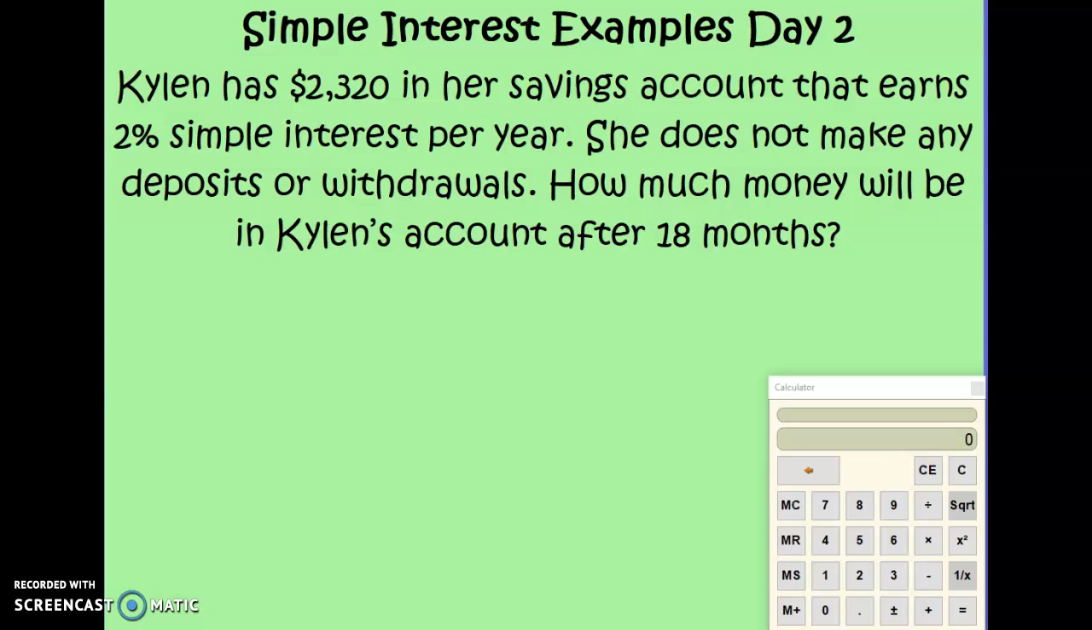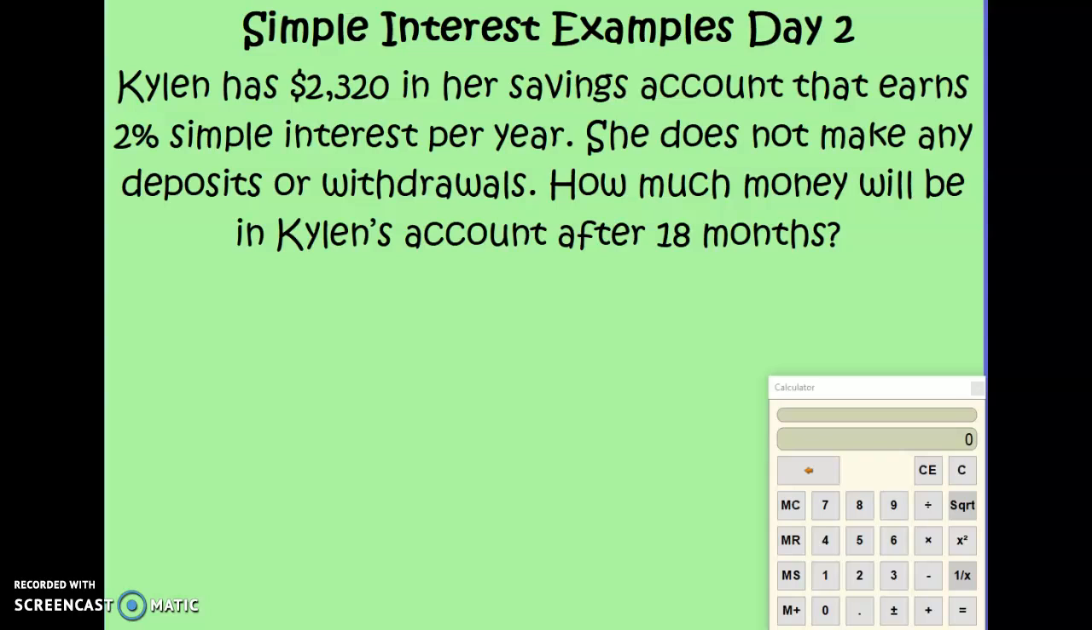Okay, starting with the one you see, Kylan has $2,320 in her savings account. That earns 2% simple interest per year. She does not make any deposits or withdrawals. How much money will be in Kylan's account after 18 months?